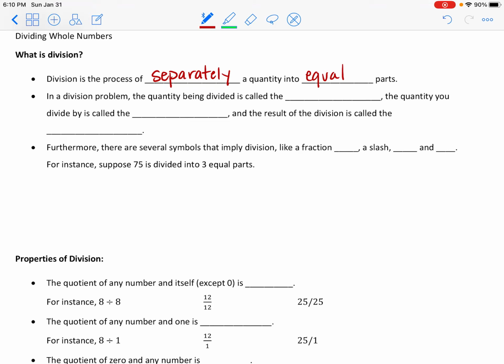That whole amount that is being divided we call the dividend of our problem. And the quantity that you divide by, so if you wanted to divide it into 3 equal parts, that 3 that you're going to divide by, we call that the divisor. And the result of the division, the amount each of those equal parts contains, is called the quotient.